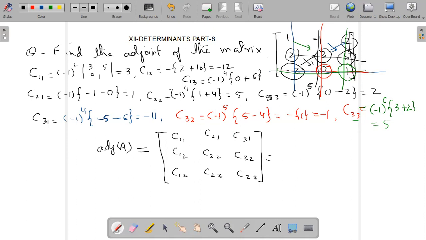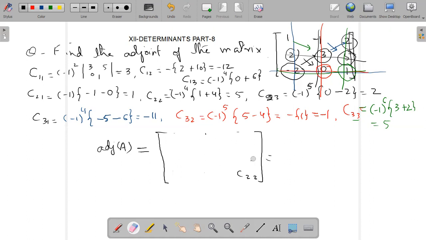Can substitute the value now. Otherwise, if you want to write C11, C12, then you have to put a dash for the transpose. It is up to you, but I think you should go by that way. So we will write the values in C11, C12, C13 like that, and then we will take the transpose.